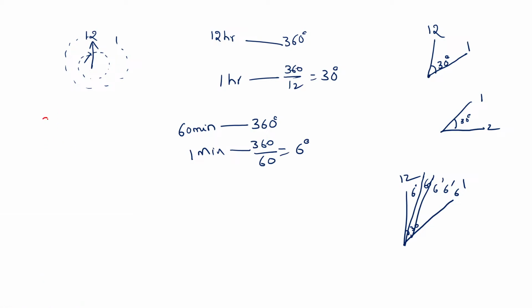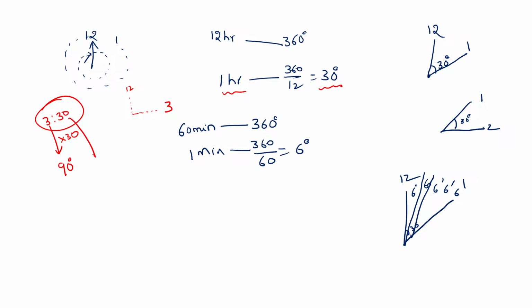See, let us take the time equal to 3:30. How many hours are there? 3. And we know 1 hour equals 30 degrees. That means 3 hours equals 90 degrees. That means if you start on 12 and go by 90 degrees, you are going to have your 3.